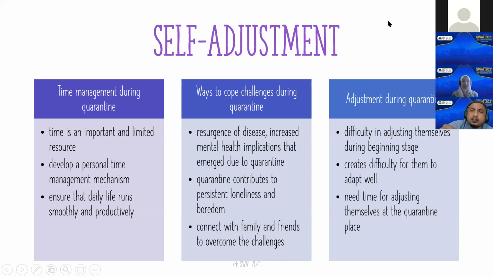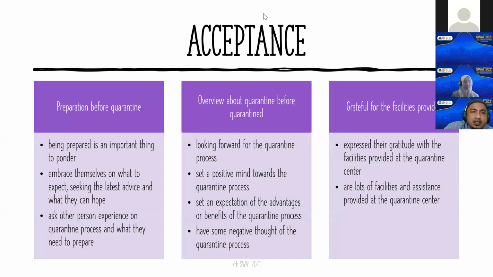And for self-adjustment also, there is a difficulty in adjusting themselves, especially in the early stages, as I mentioned. The adaptation is quite difficult. They tend to show their anger in the first few days until, if we see it in the Muslim way, until the full redha has arrived, right? Then there is difficulty, and they need time to adjust themselves in a quarantine place.